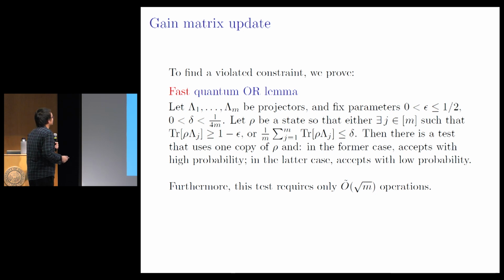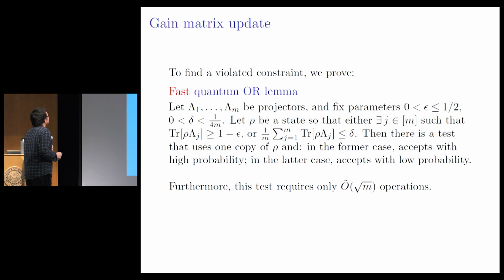For this, it is known from the previous quantum OR lemma, I think by Harrow and Montanaro, that you can have a test using only one copy of the density matrix such that you can solve the property testing problem with high success probability.